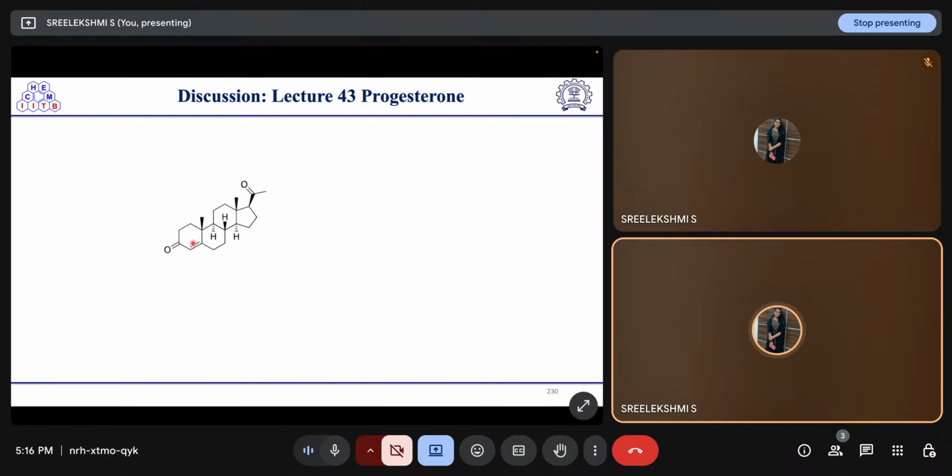In terpene biosynthesis, if there are 10 carbons, we call it monoterpenes, and an example is geraniol, which can lead to monoterpene. If 15 carbons are there, we call it sesquiterpenes, and farnesol can lead to sesquiterpenes. If 20 carbons are there, we call it diterpenes, and geranylgeraniol can lead to diterpenes. If 30 carbons are there, we call it triterpenes or steroids, and squalene can lead to steroids. So isoprene is a basic building block of terpenes.